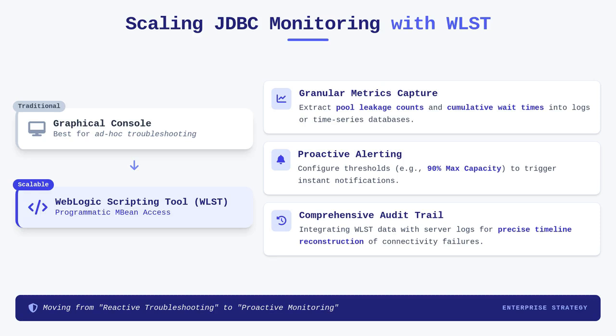Furthermore, you can proactively set up diagnostic alert thresholds. For example, you could configure a script to trigger a notification when the connection pool reaches 90% of its configured maximum. Integrating this data with the standard server logs ensures you have a comprehensive audit trail, which is often the missing piece when reconstructing the timeline of a database connectivity failure.